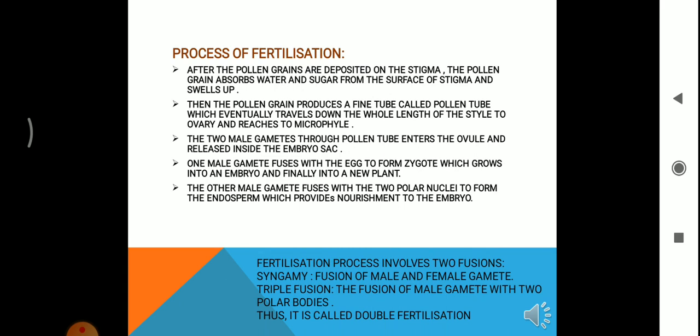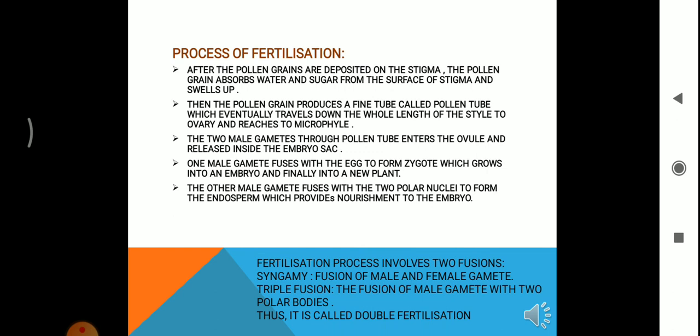Third, the two male gametes through the pollen tube enter the ovule and are released inside the embryo sac. Fourth, one male gamete fuses with the egg to form zygote, which grows into an embryo and finally into a new plant. Fifth, the other male gamete fuses with the two polar bodies or polar nuclei to form the endosperm, which provides nourishment to the embryo.